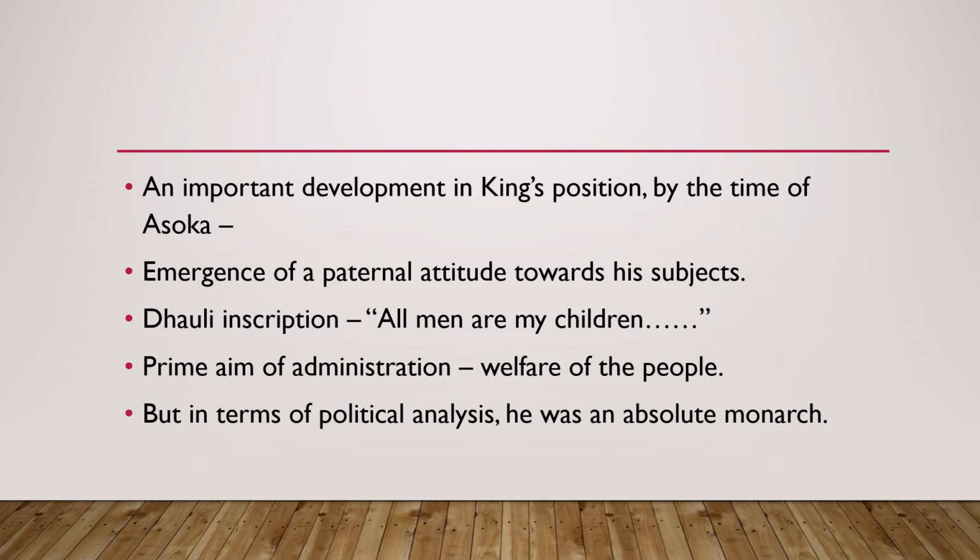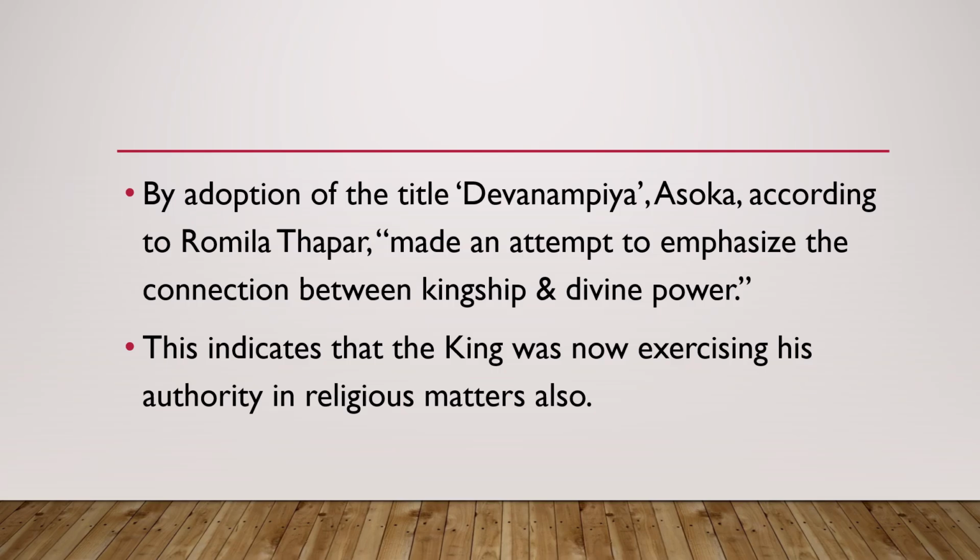was an absolute monarch. By adoption of the title Devanampiya, that is beloved of the gods, Ashoka, according to Romila Thapar, made an attempt to emphasize the connection between kingship and divine power. And this in fact indicates that the king was now exercising his authority in religious matters also.